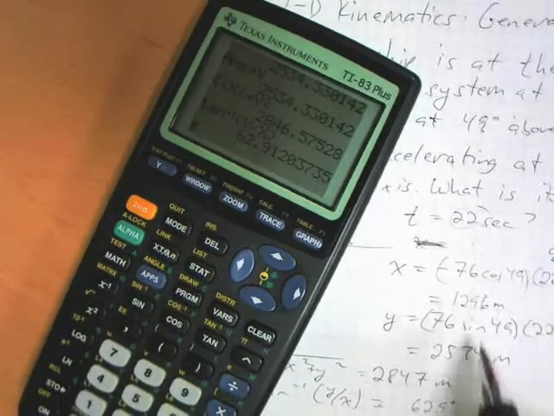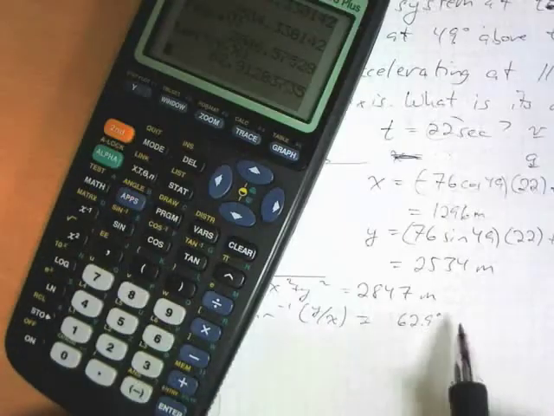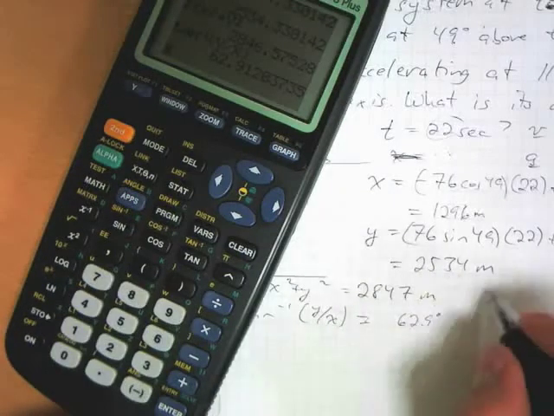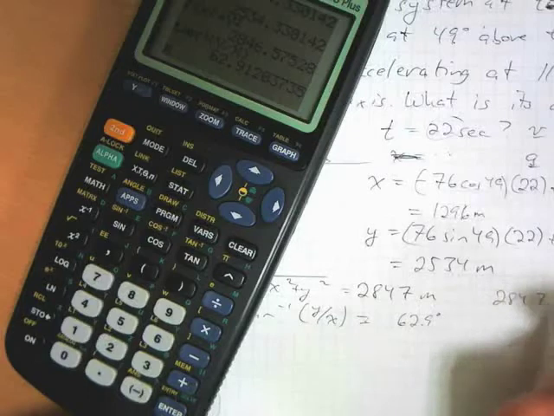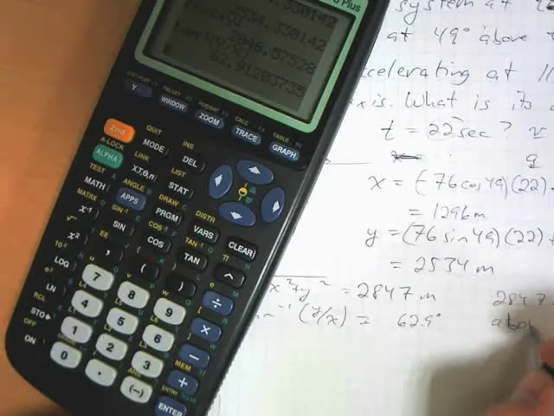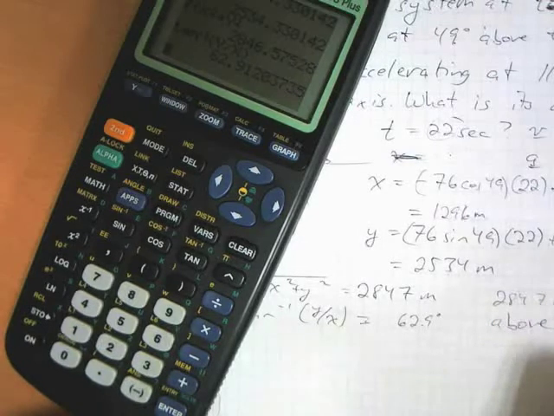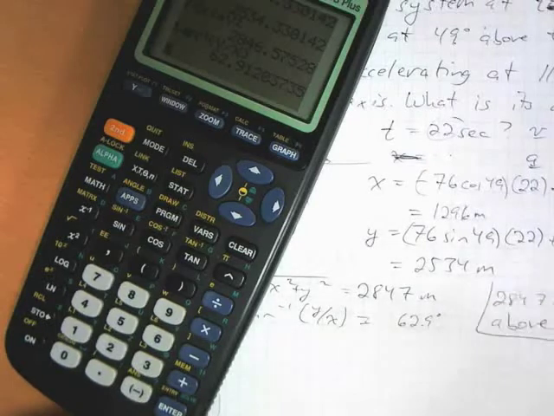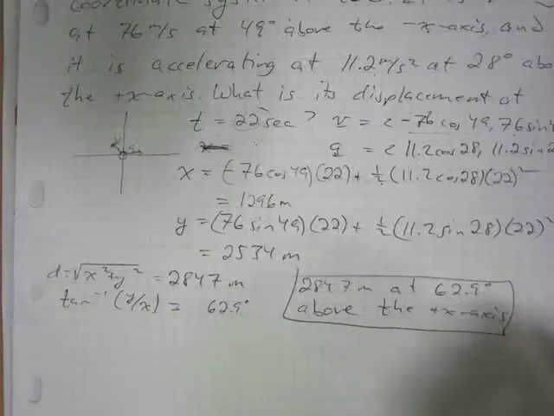And where is that? Well, both x and y are positive, so that is 2847 meters at 62.9 degrees above the plus x axis. The dash, by the way, not a minus. Oops, above the plus x axis.